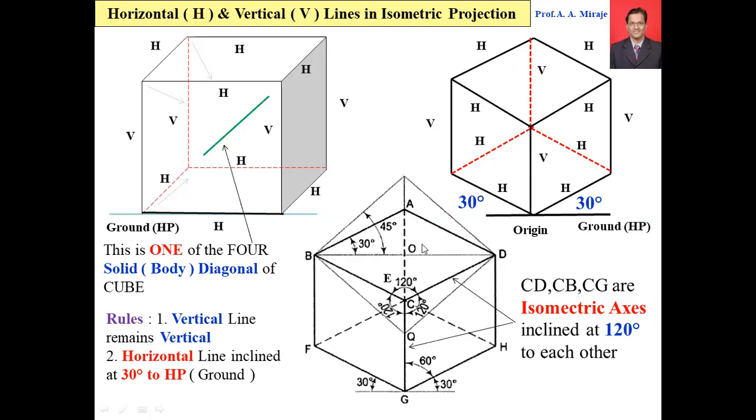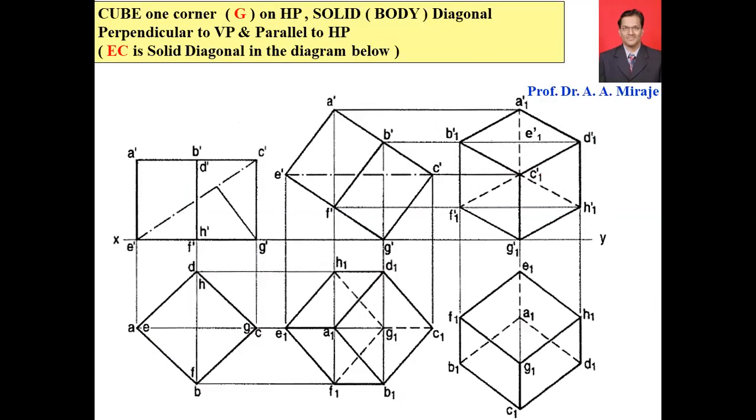Now I will show the previous slide again. In this previous slide, this we have already studied. This G point is one of the corners. This G point in the final position 6 is on the reference line, that is, on the ground.